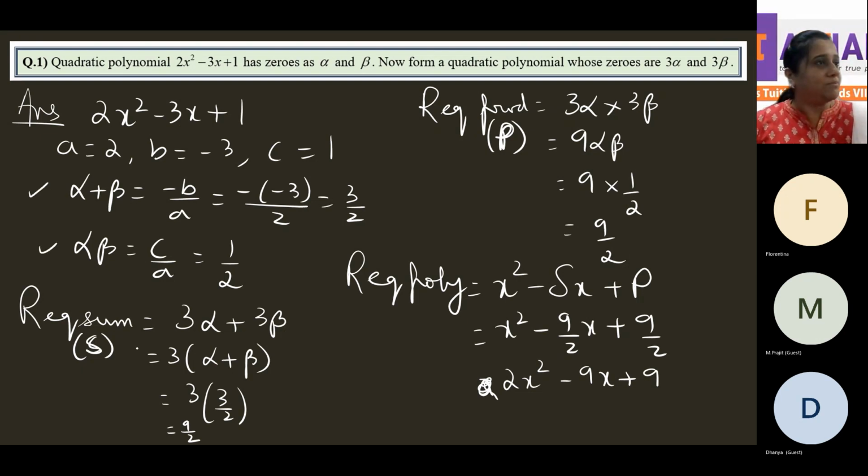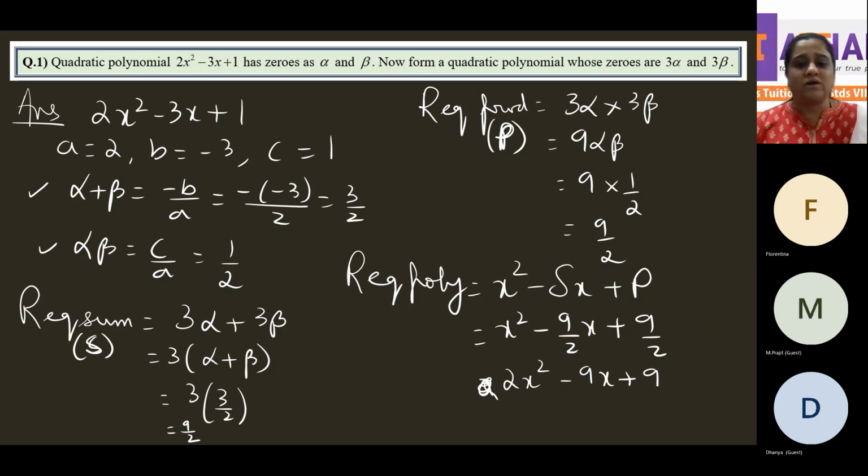Now, what is the required sum? For this quadratic polynomial which you want to frame, what is the sum? 3 alpha plus 3 beta. So 3 is common, alpha plus beta. And what is alpha plus beta? 3 by 2. So 9 by 2 is the required sum. That is the 3 alpha plus 3 beta. What's the required product? What are the zeros? 3 alpha and 3 beta. So what's the product? 9 alpha beta. And what is alpha beta? 1 by 2. So 9 by 2 is the product.